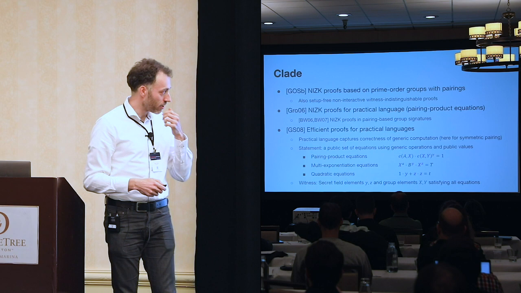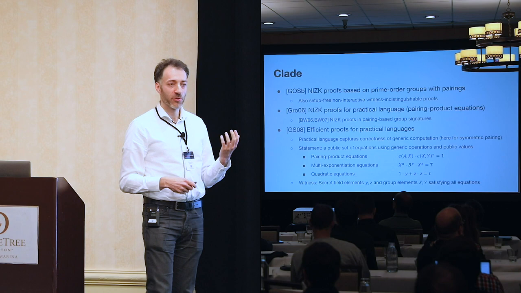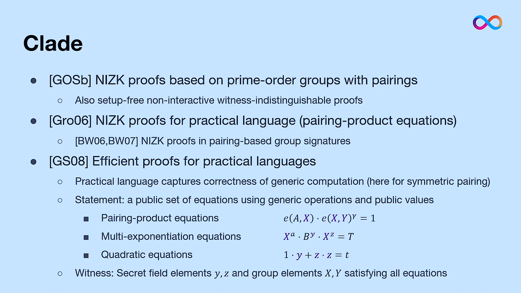Okay, and we had a paper in 2008 that gave efficient proofs for these kinds of practical languages. So we're talking about, for each equation, you would pay a cost of a proof that was a few group elements. Here we have a statement which is really a set of equations that just uses generic group operations. You can have equations that exploit the pairing, so maybe you have some pairings of group elements and so forth. Or maybe you have operations that involve group elements and exponents, and you do some sort of multi-exponentiation of different group elements with different secret exponents.